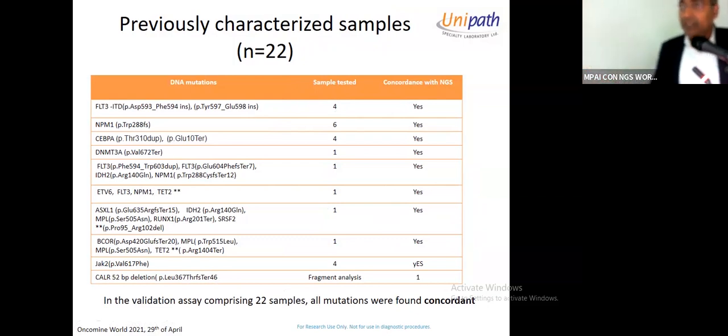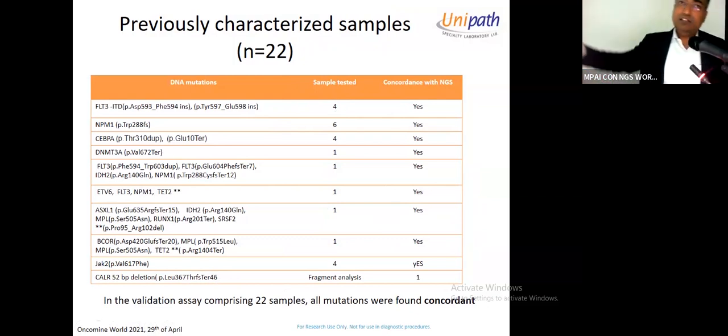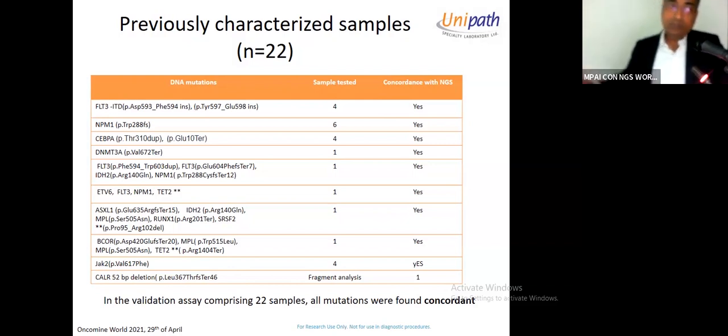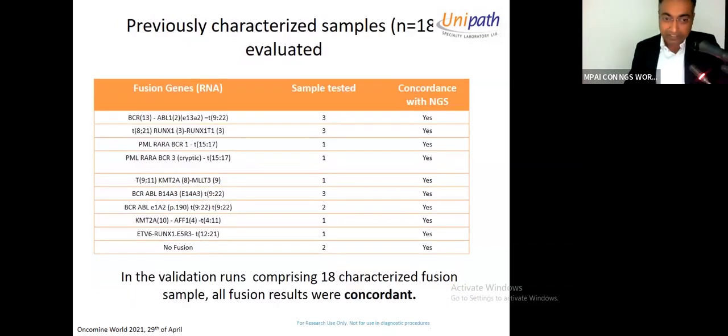Whatever is picked up on the assay is being picked up on the NGS as well, but we do it because we missed out a 300 base pair in the validation run. So subsequently, most of the samples are being run. Fusions, all the fusions were picked up, were concordant. These were FISH verified, and even negative samples were negative. So no false calls in that.